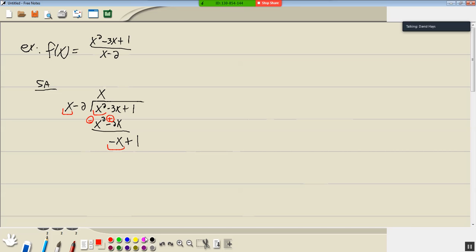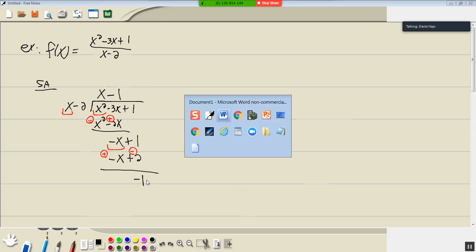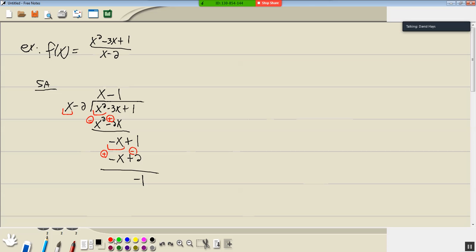Now again, we look at the first term of each side, what goes up on top. X times negative 1 gives us negative x. Whatever we put up on top, you multiply by what's in front. Negative 1 times x is negative 1x or negative x. Negative 1 times negative 2 is a positive 2. We'll subtract that, which means this becomes plus, this becomes a negative. Negative x plus x cancels. 1 minus 2 is negative 1. And this is our remainder. And we said drop the remainder. So our slant asymptote is right here, and it's y equals whatever you have on top.